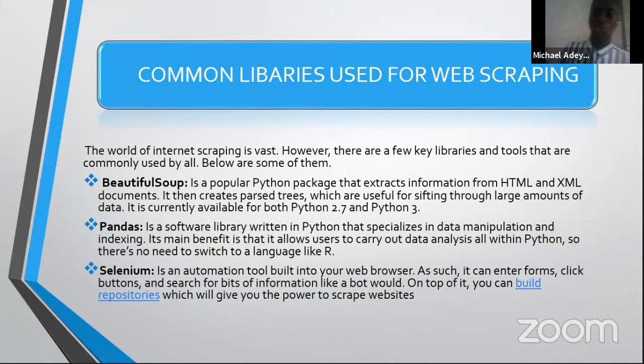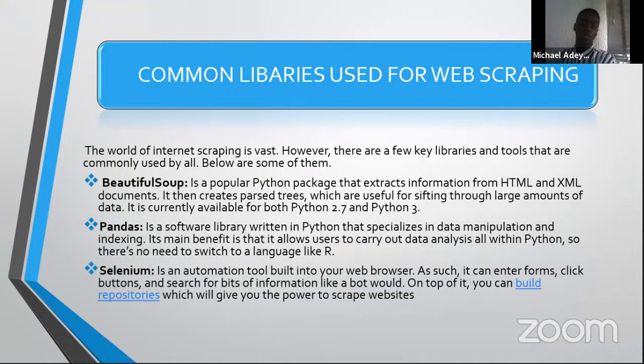Sorry, common libraries used for web scraping. The world of internet scraping is vast, and so there are some common libraries or tools that are commonly used by all. The first one is Beautiful Soup. Beautiful Soup is a popular Python package that extracts information from HTML and XML documents. It then creates parse trees, which are useful for sifting through large amounts of data. And it is currently available for both Python 2.7 and Python 3.